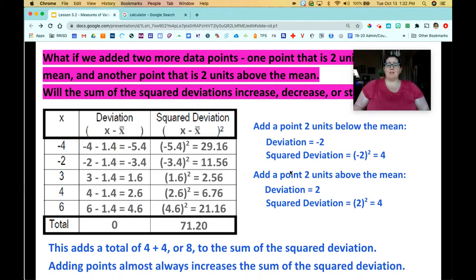So something to note is if you were adding points to your list of data, it almost always is going to increase the sum of the squared deviations. The only time it wouldn't is if you're adding a number that's exactly the mean.